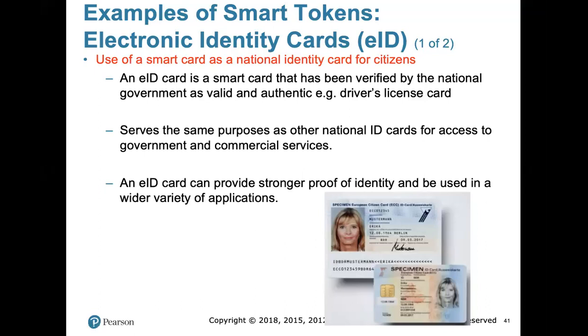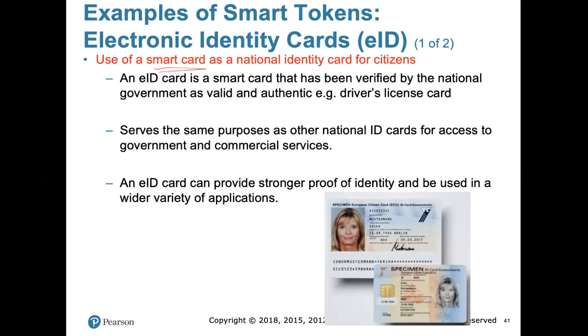Today we are going to continue our discussion on token-based authentication, and we wanted to actually review the last example of tokens that are used for authentication purposes, and that was the electronic identity cards. So we're going to talk about EID cards and how they're being used for authentication. If you remember, I mentioned that EID cards or electronic identity cards are in fact nothing but smart cards, which are being used for authentication.